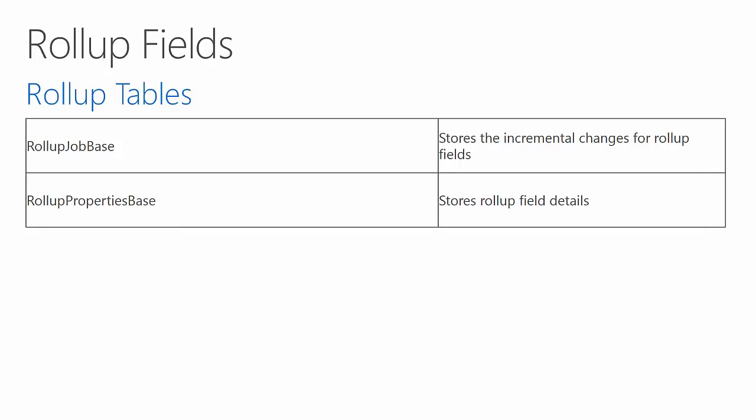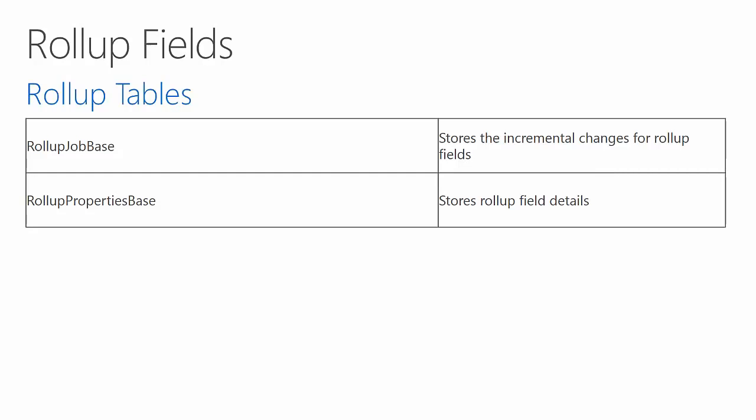The first one is rollup job base. This is where the incremental changes are stored for rollup fields. If a record has been created since the Bootstrap job has been done, then it gets populated into this table. Additionally, if a field that relates to a rollup field has been updated for that record, then it gets put into the table as well.